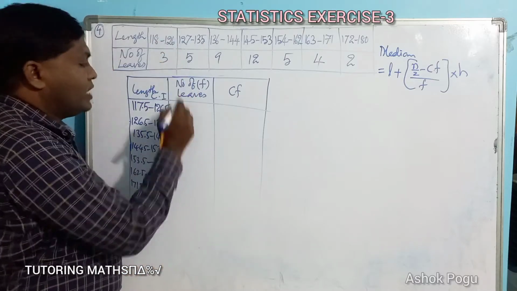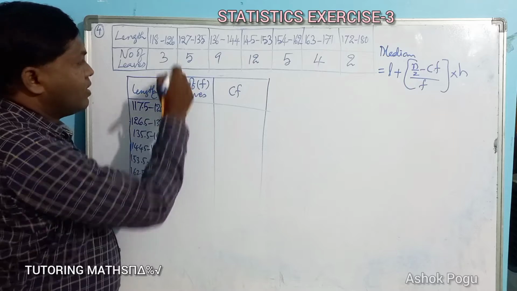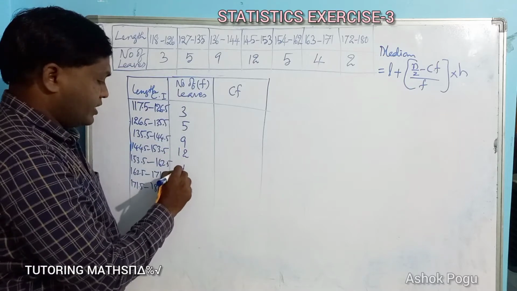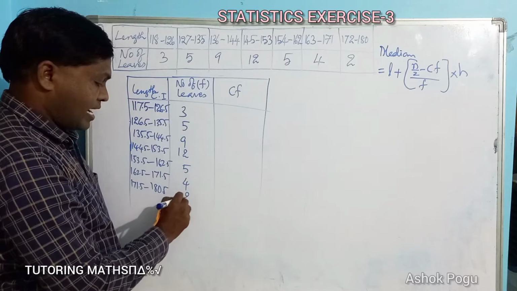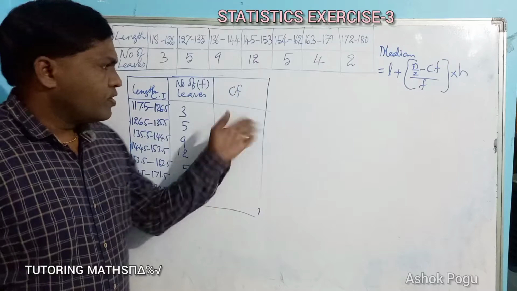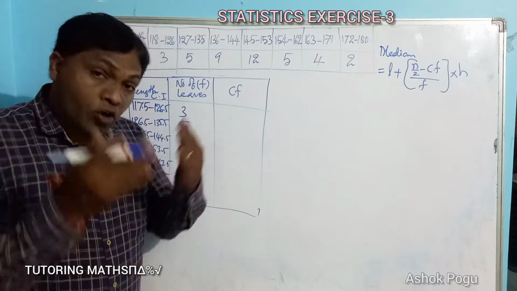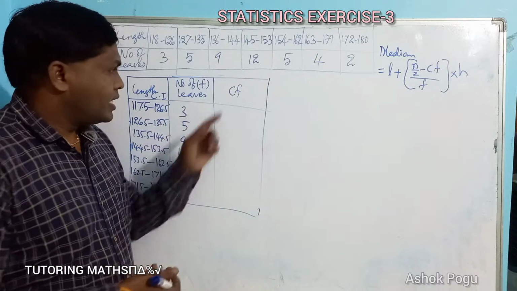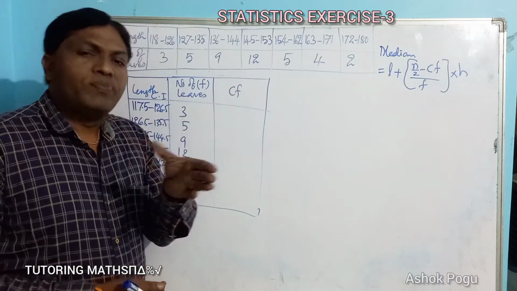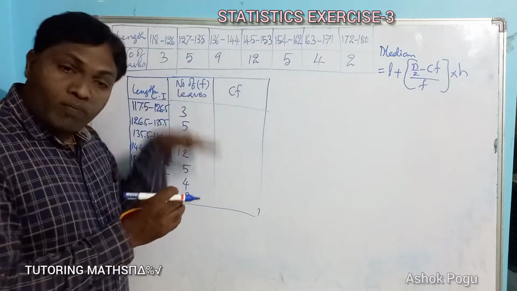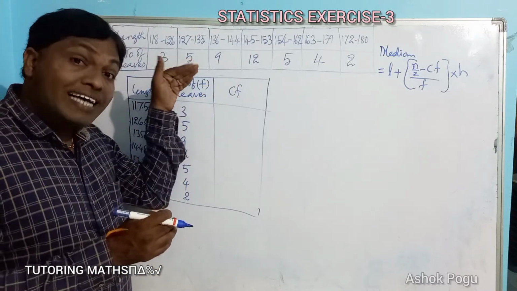Now write the number of leaves: 3, 5, 9, 12, 5, 4 and 2. Coming to the last third column, cumulative frequency, already we have discussed in our previous videos, previous questions, 1, 2, 3 questions. Cumulative frequency is nothing but the summation of the given values one by one from top to bottom, that is ascending order.